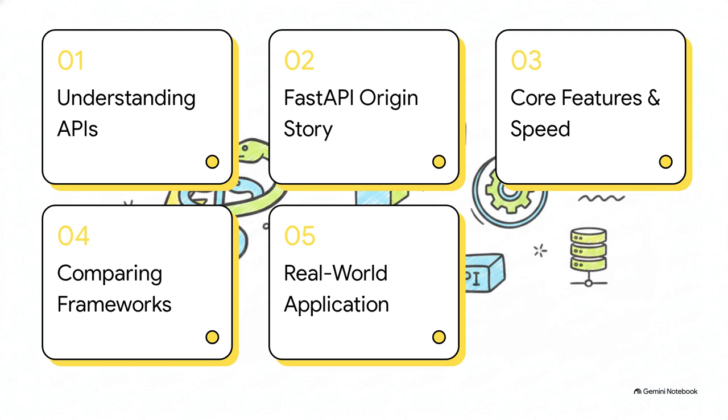Here is our roadmap for today. Section 1, Understanding Modern APIs. Section 2, the FastAPI Origin Story. Section 3, Core Features and Speed. Section 4, Comparing Python Web Frameworks. And finally, Section 5, a real-world application.